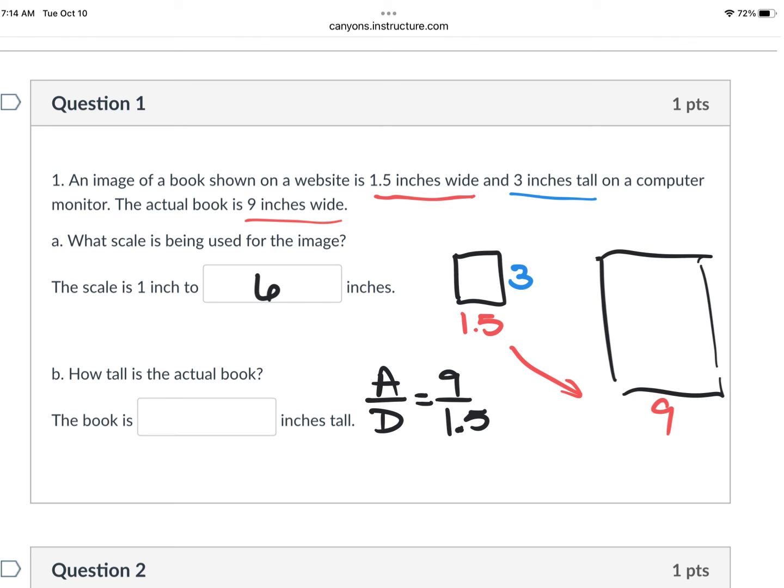Okay, so 1 inch to 6 inches. So now that we know that the multiplier is 6, the actual height of the book is going to be 3 times 6, which is 18. So the book is 18 inches tall.